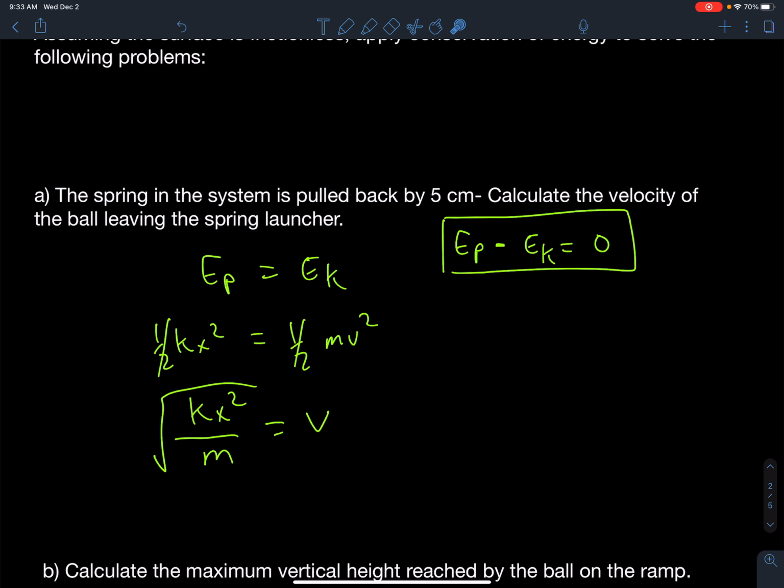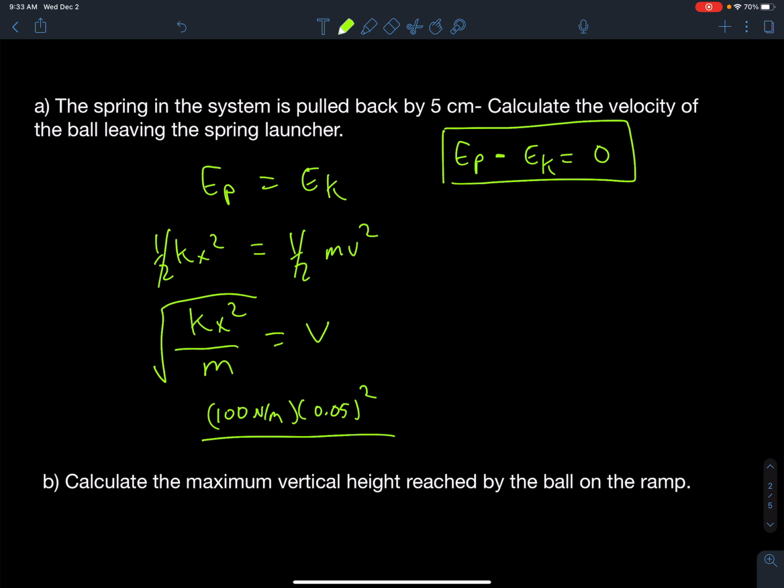Okay, so now that I have that, I can then substitute the numbers in. So 100 newtons per meter times 0.05 squared, divided by the mass of that ball, which is 1 kilogram, square rooted would give me my velocity, which I'm not going to solve, but you can solve with your calculators. So that would tell me the velocity of a ball being launched. And that's really, really quick.